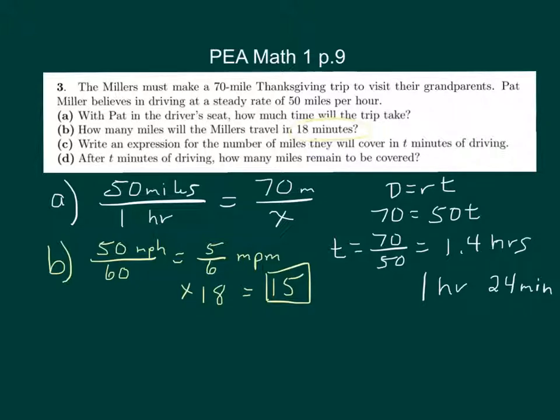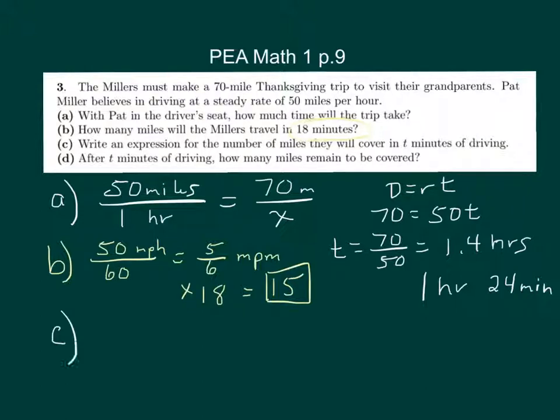What did you do? I divided 18 by 60 because 60 minutes equals 1 hour, and I got 0.3 and multiplied that by 50. So you took 18 minutes, divided it by 60 to get your percentage of an hour, changing that to hours, and then you multiply that by 50. That'll also work. All right, C.